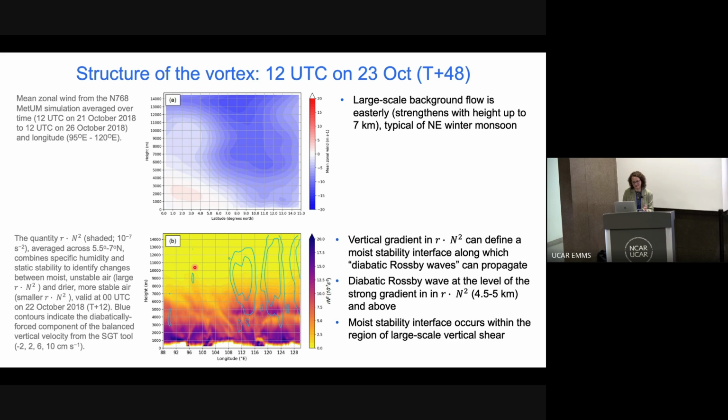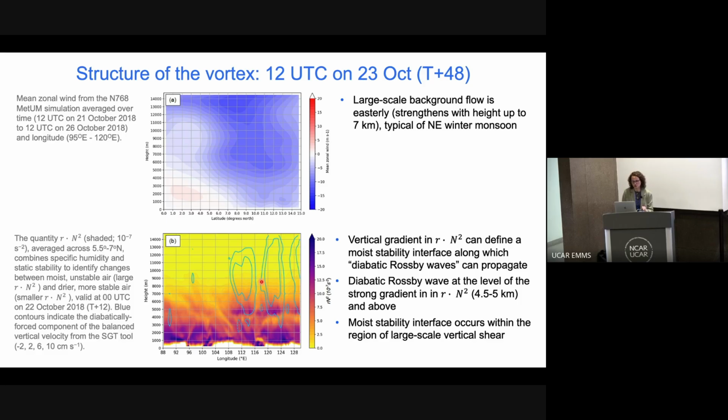For example, here, you can see this value is high near the surface, then it decreases, and then we have this region where R times N squared is increasing, and that is basically located between 5 and 4.5 kilometers. So we have here this vertical gradient in moist stability, this moist stability interface.